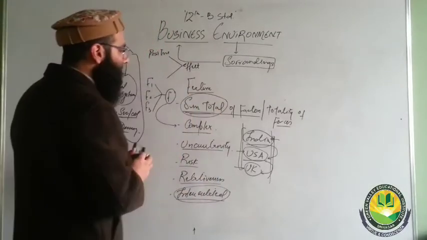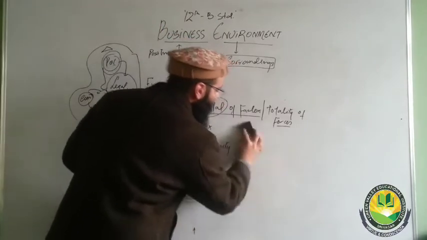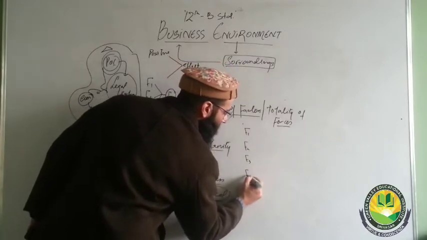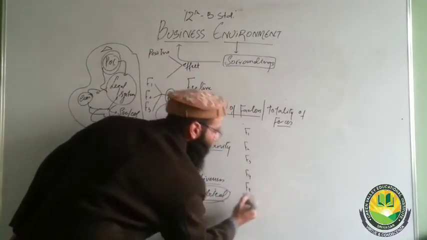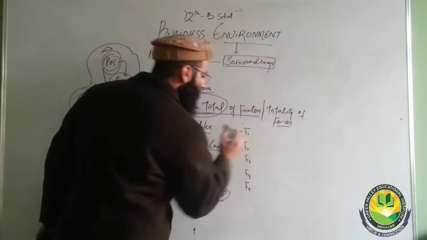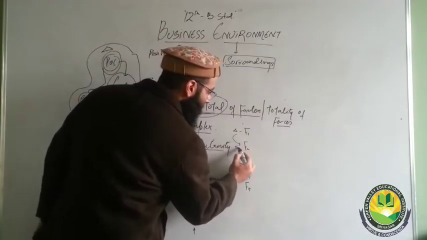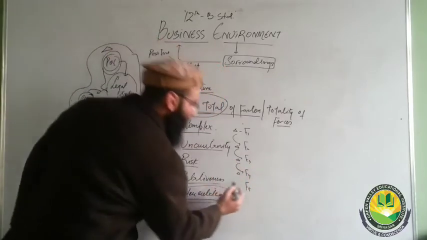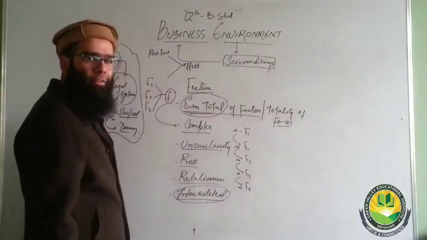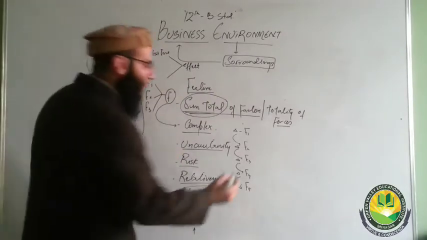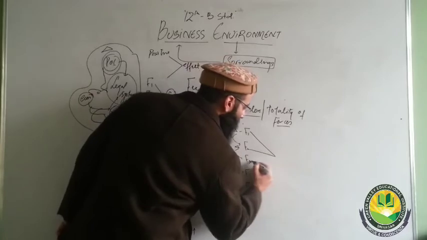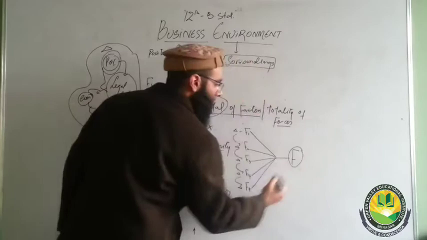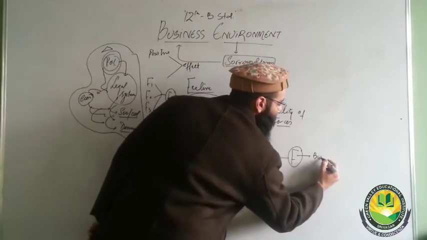So if we represent this in a diagram, for example, you have force 1, force 2, force 3, force 4, and a fifth force. So F1 changes, it will create a change in F2, it will create a change in F3, it will create a change in F4, and it will create a change in F5. But the problem is again multiplied, because these forces converge to form a bigger force which will affect our business.